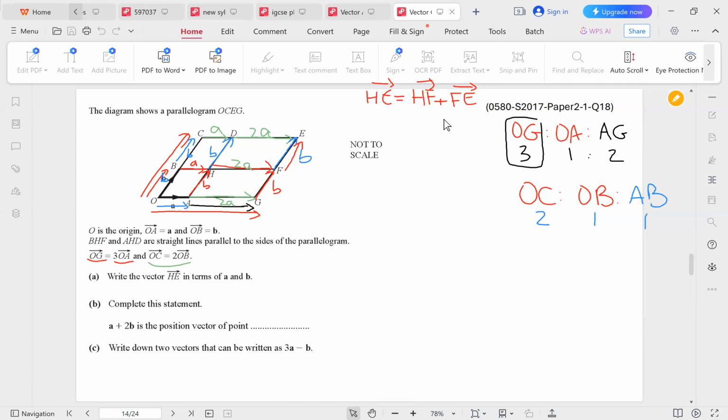All we have to do now is just plug into the equation. So HE equals HF plus FE. So HE is going to equal HF, which we have as 2A. So we have that already on the drawing, 2A, plus FE, which is B. So the simple answer here is going to be 2A plus B. That would be the vector HE.